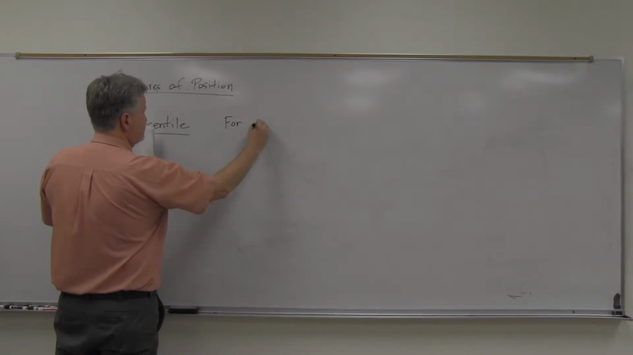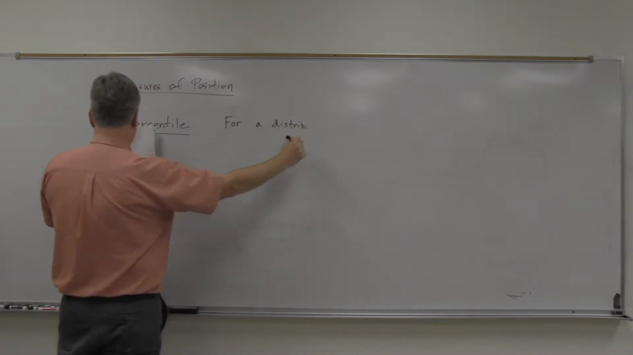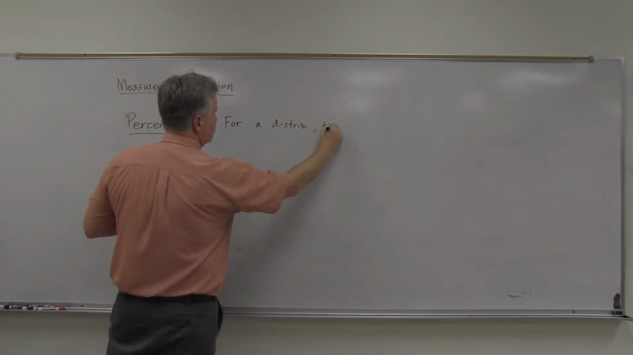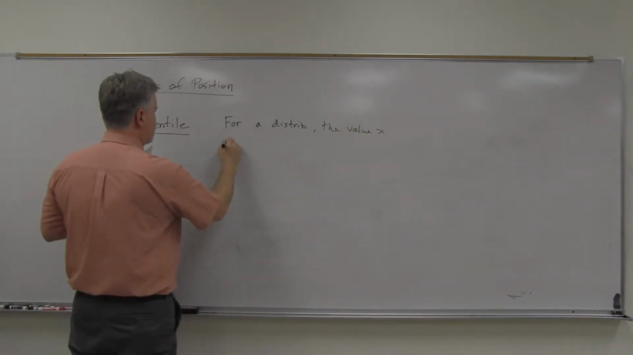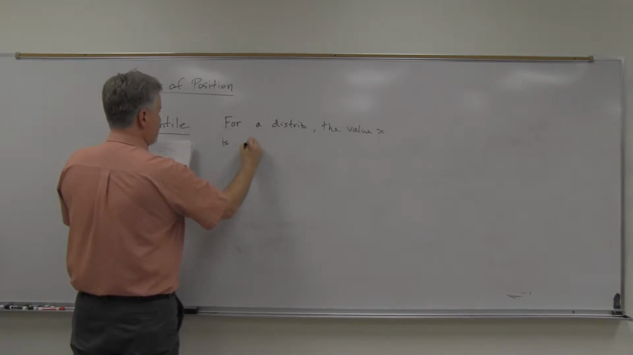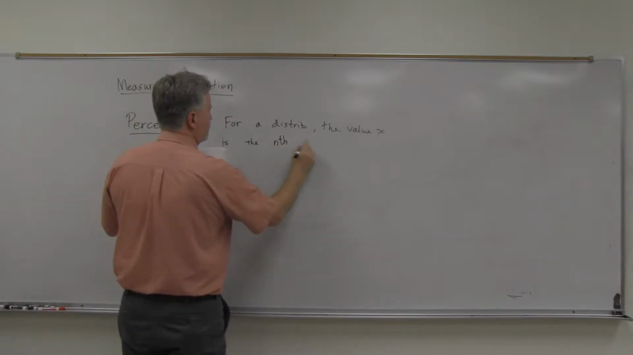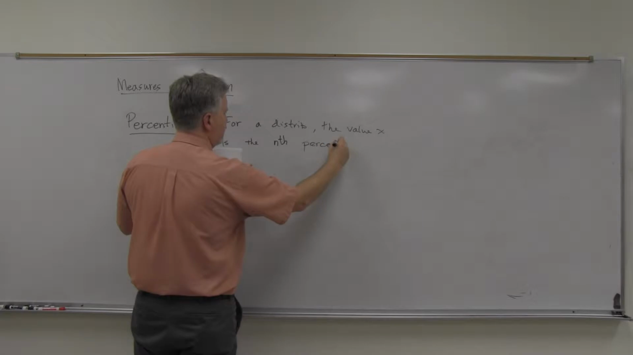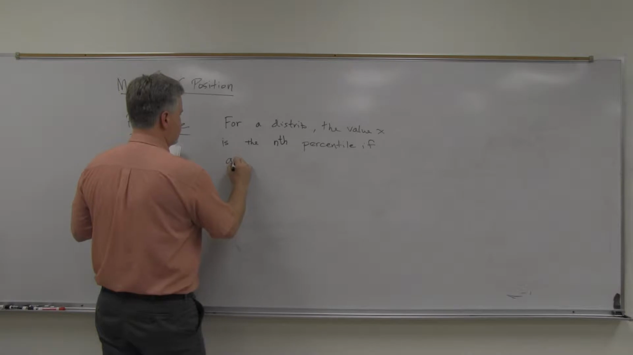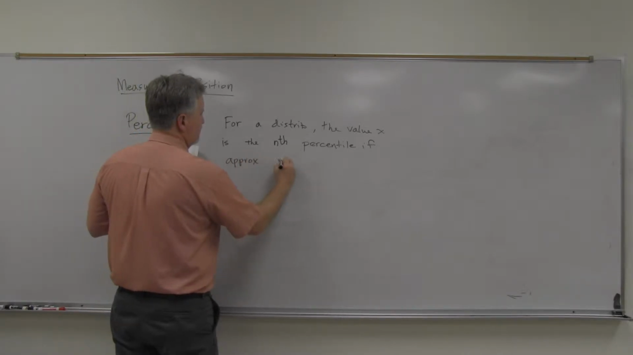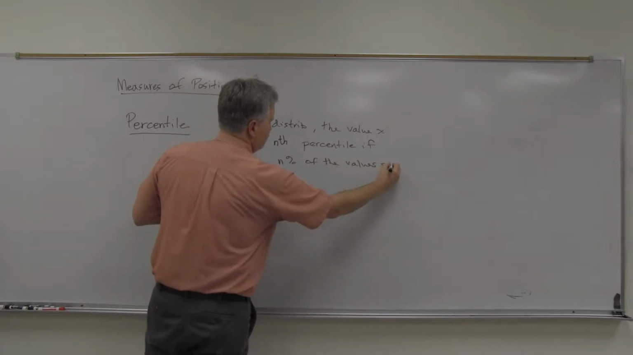For a distribution, the value x is the nth percentile if approximately n% of the values are less than x.